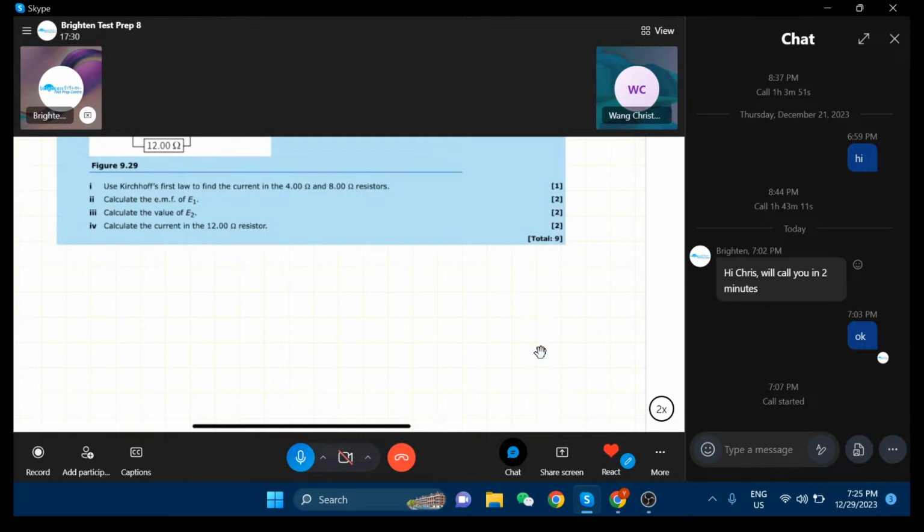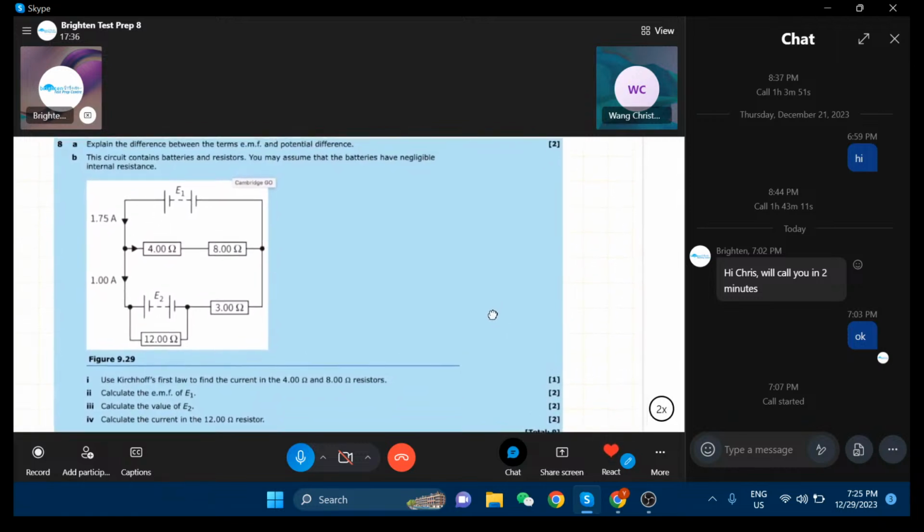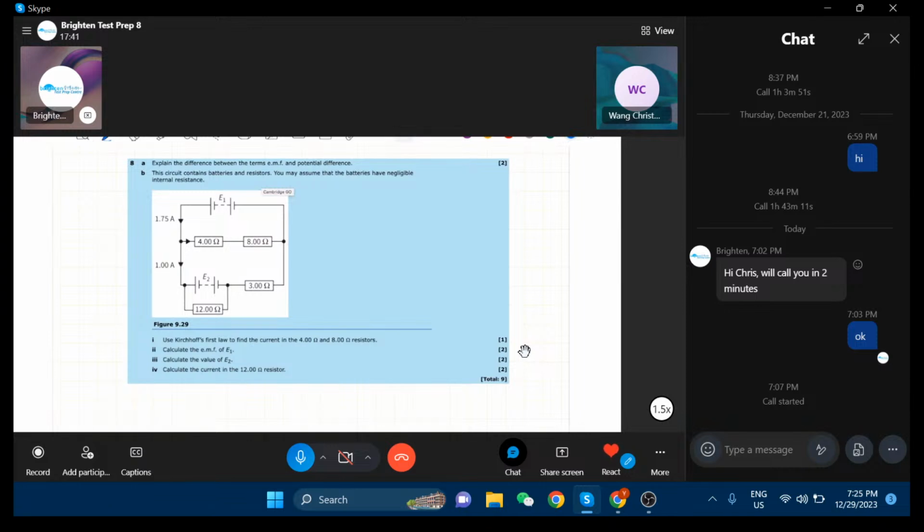I think question A we skip, it's crystal clear. So, we go into question B, 1, 2, 3, 4. When we want to find the current in the 4 ohm and the 8 ohm resistor, we look into this one first. So it's 1.75 minus 1. Okay. Minus 1 gives obviously 0.75.